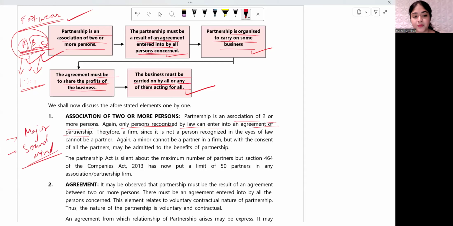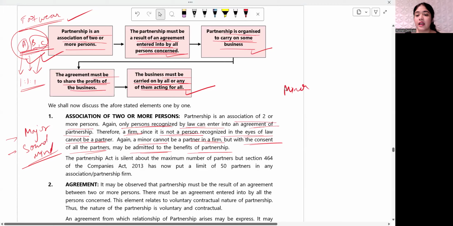Therefore, a firm, since it is not a person recognized in the eyes of law, cannot be a partner. In a partnership, a person should be recognized by law. A firm cannot be a major, and a firm cannot have a sound mind. So that is why a firm cannot be a partner. Again, a minor cannot be a partner in a firm, but with the consent of all the partners may be admitted for the benefits of partnership. Now, what they have said is a minor cannot be a partner, but there are a few exceptions.